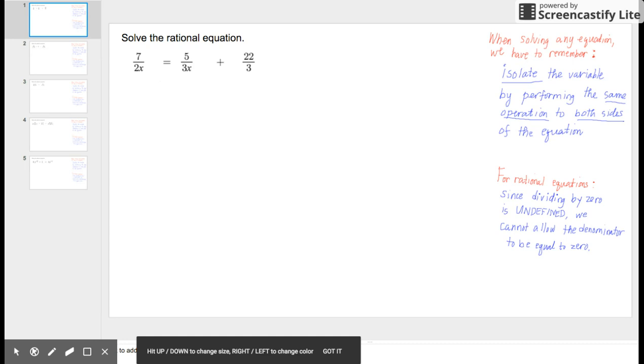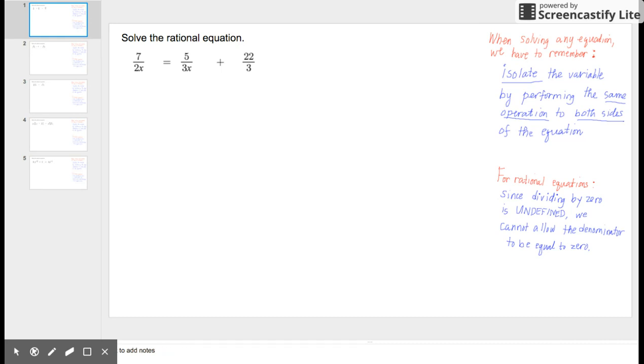First, we want the denominators to be the same. So we want to convert these fractions into fractions that have the same denominator. Okay, how do we do that? First we factor the denominators. A factor for 2x is 2 times x, for 3x is 3 times x, and 3 is just 3 times 1. I want them to have common denominators, so I'm going to multiply the first fraction by 3 over 3, the second by 2 over 2, and the third one by 2x over 2x. And you will see why we did this.